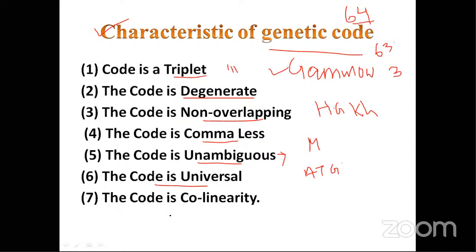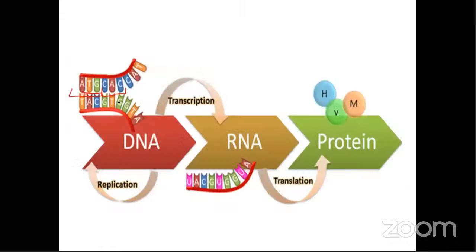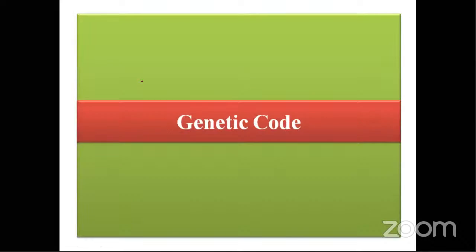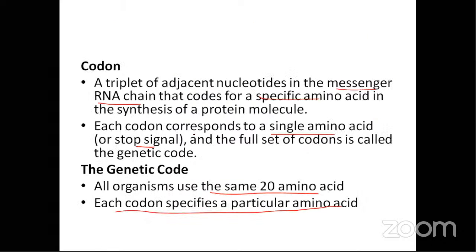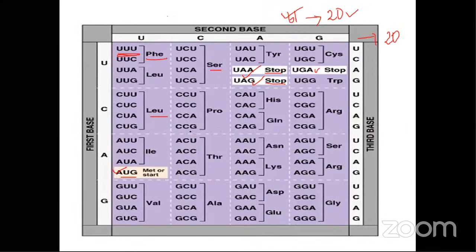Okay. The code also shows the collinearity aspect. That is, they will be expressed in a collinear manner. I have forgotten what the explanation for this was. I'll be telling in the next class. Okay. Sorry for that. Please pardon me.